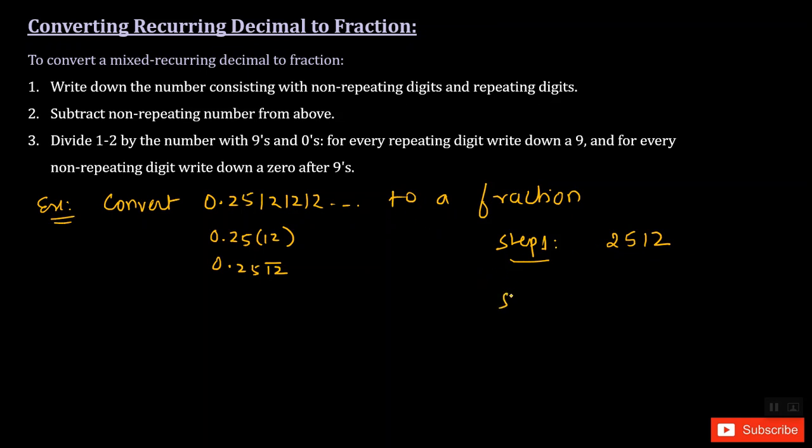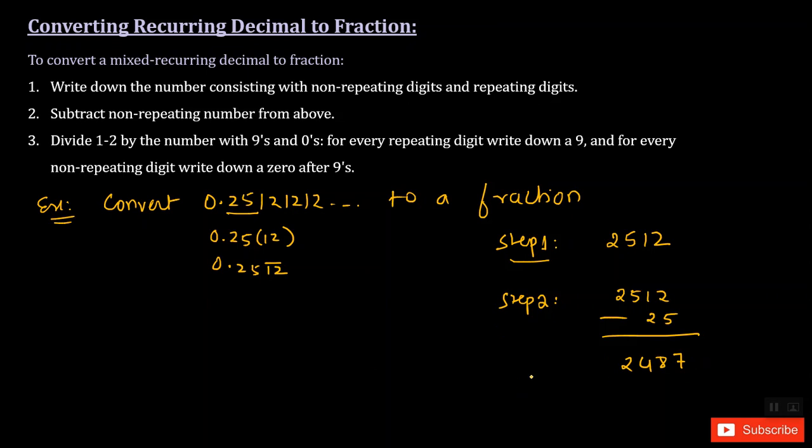Now step 2: subtract the non-repeating number from the above. Which is the non-repeating number we have? 25, isn't it? Subtract the non-repeating number from the number we have written here. So 2512 minus 25. 12 minus 5 is 7, 10 minus 2 is 8, and 4, 2, so we are getting 2487, right? So this is what we got.